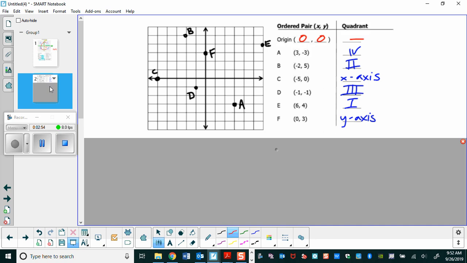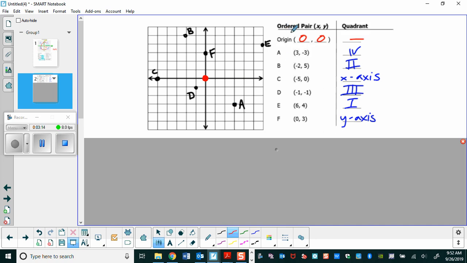All right, so let's see how you did over here. Now the first point there, the origin, is located at (0, 0), and I'm going to go ahead and plot that now here in red with you guys. So the origin is where you would start if you were going to plot any point. So for example, to plot point A, we'd go over 3 and then down 3.